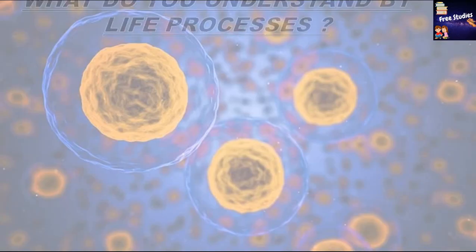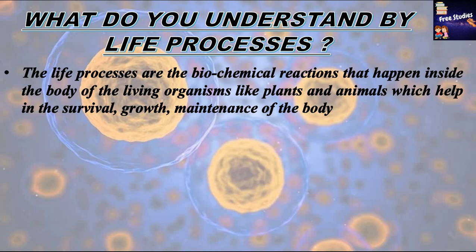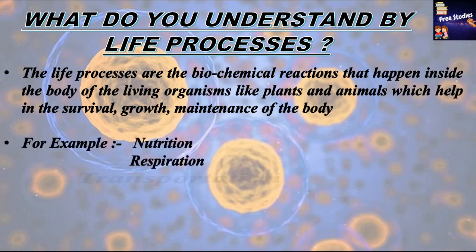Before starting, I would like to ask what do you understand by life process? The life processes are the biochemical reactions that happen inside the body of living organisms like plants and animals, which help in the survival, growth and maintenance of the body. There are 4 types of life processes that we will be learning in class 10, and those are nutrition, respiration, transportation and excretion. These you have to write in the example section of the definition of life processes.